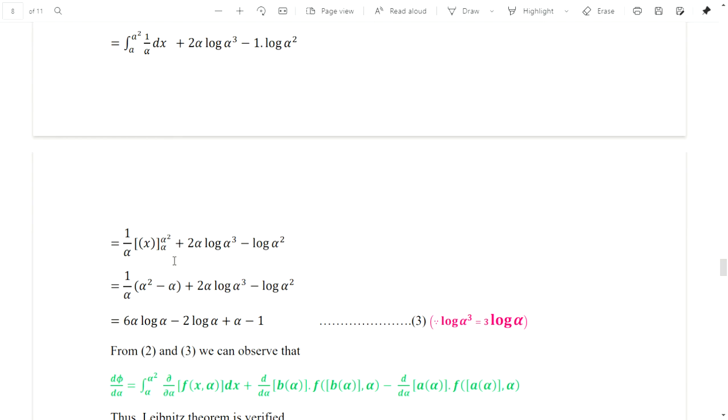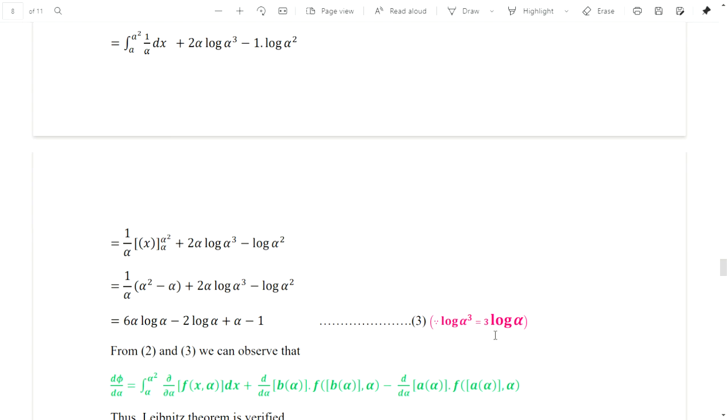So apply the limits alpha to alpha squared, plus 2 alpha log alpha cube minus log alpha squared. No change in these two terms. So if you apply the limits to this, we will get 1 by alpha into, apply the upper limit, alpha squared minus alpha, plus 2 alpha log alpha cube minus log alpha squared. So if you split the brackets here, we will be getting 1 by alpha into alpha squared is alpha, which I have written here, minus 1 by alpha into alpha is minus 1.